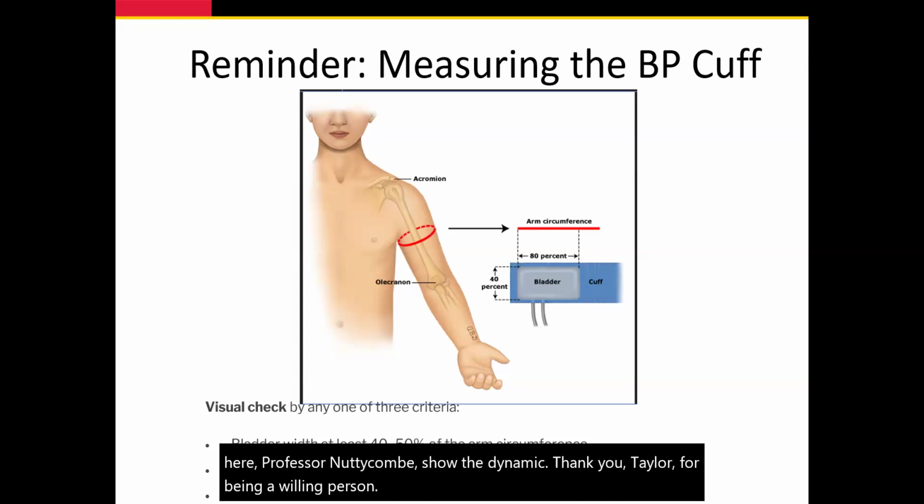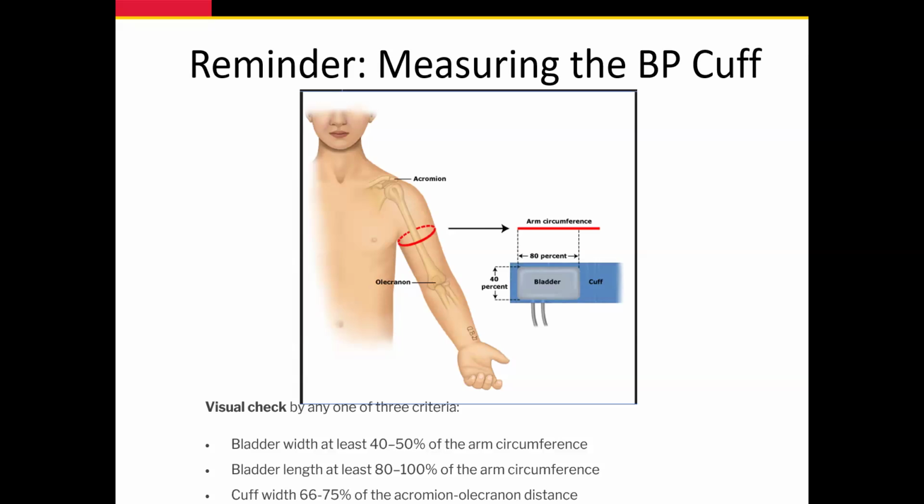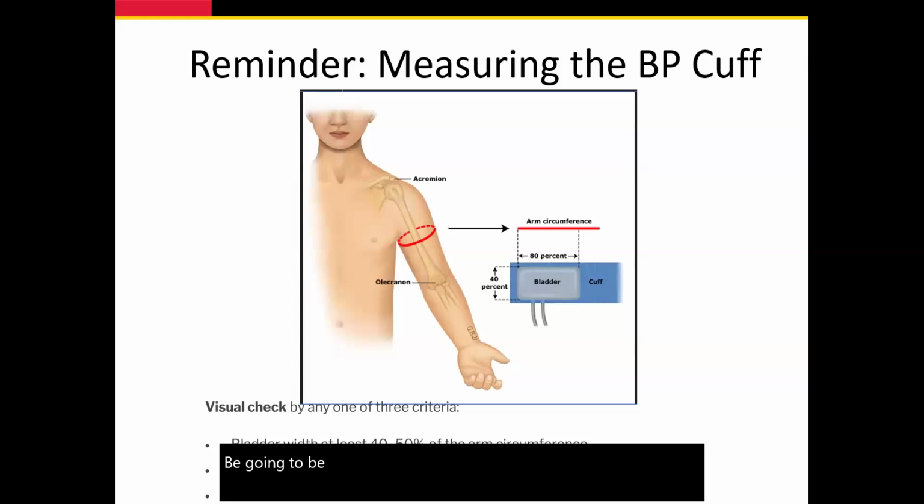So one little trick, a fast way to find the bladder of the cuff, is to look at the part that has the little tubes going up into it. That's usually how you find the bladder. So you find the tubes and then that's the bladder. When you're measuring this on a person, I'm going to use my bladder, and I'm looking at the circumference of their arm where I'm going to be placing the cuff, okay?